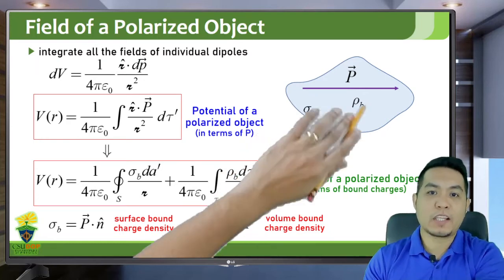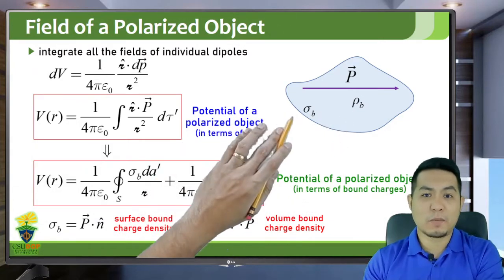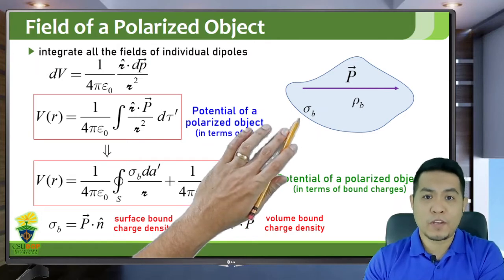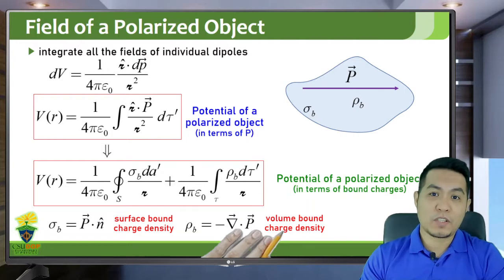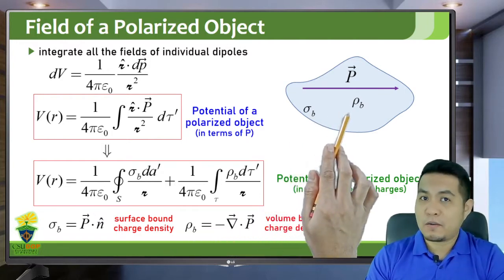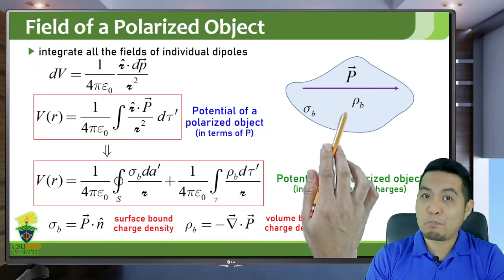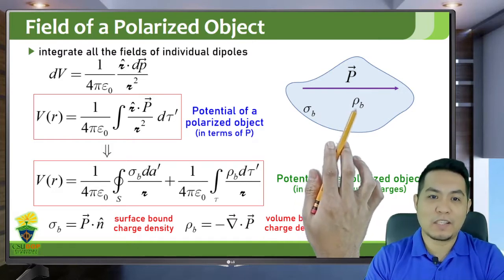So in general, it can have both, but in some cases it can have only volume bound charges, or only surface bound charges. But in general, it can have both. So take note, these charges are called bound, meaning they cannot move. Unlike, say, the electrons in a conductor, those are free charges. So essentially they can move from one atom to another. But take note, these are bound charges.